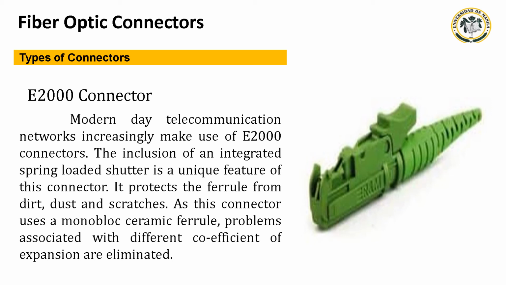Next, lastly, is the E2000 connector. Modern day telecommunication networks increasingly make use of E2000 connectors. The inclusion of an integrated spring-loaded shutter is a unique feature of this connector. It protects the ferrule from dirt, dust, and scratches. As this connector uses a monoblock ceramic ferrule, problems associated with different coefficients of expansion are eliminated.